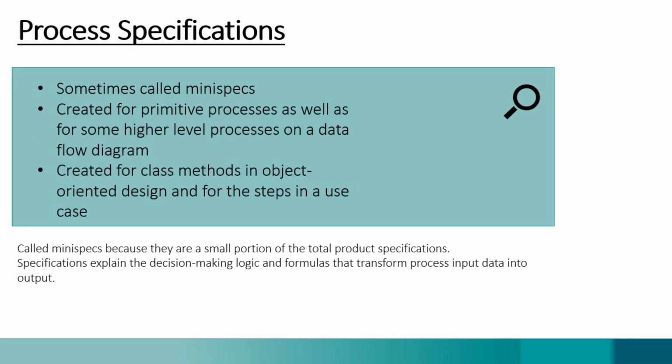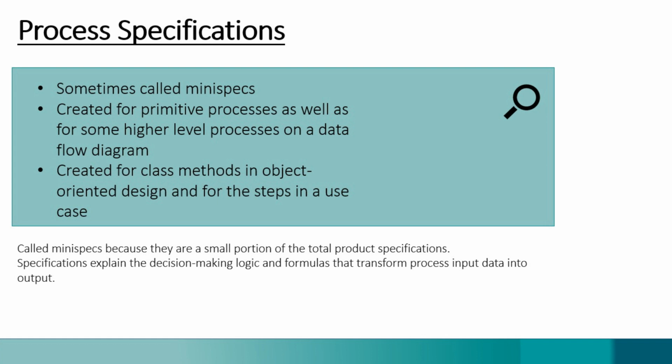Process specifications, sometimes called mini-specs, are created for primitive processes as well as for some higher-level processes on a data flow diagram. They are also created for class methods in object-oriented design and for the steps in a use case. A process specification is a method used to document, analyze, and explain the decision-making logic and formulas used to create output data from process input data.